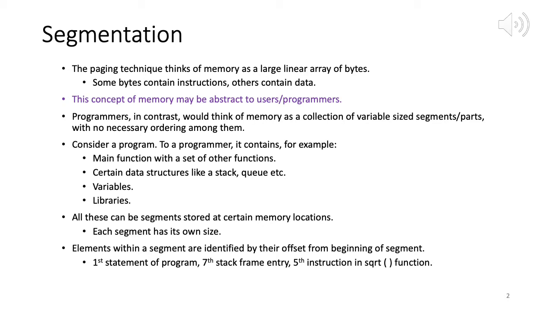Each segment has its own size. And elements within a segment are identified by their offset from the beginning of the segment. So once you have a segment, how do you identify individual bytes? You can say first statement in the program, seventh stack frame entry, fifth instruction in the square root function. So you have a starting address for each segment, and then you can apply the offset to get to the individual byte that you need.